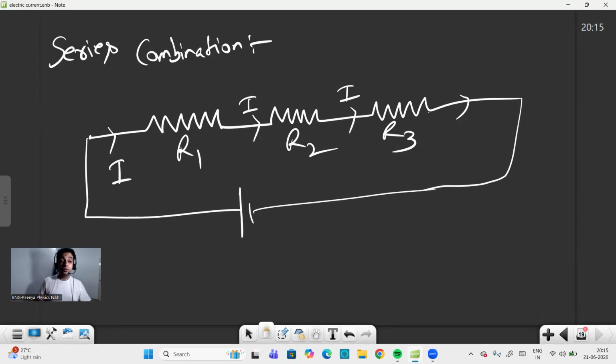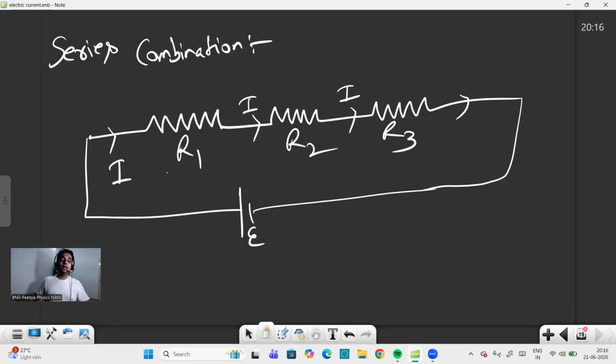See, here is the important wording I am using. Series means what? The current is the same. Which current? The current coming out of the first is the same current in the second, and the current coming out of the second is the same current in the third. Then we say it is a series combination. Correct?